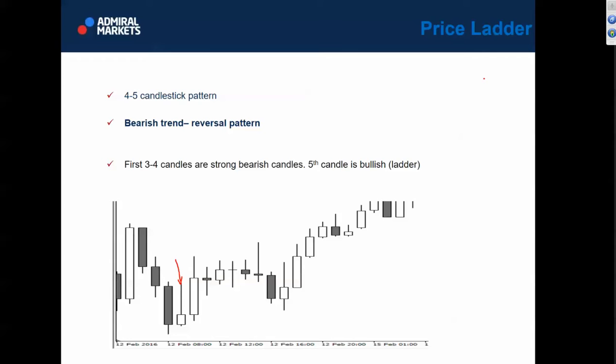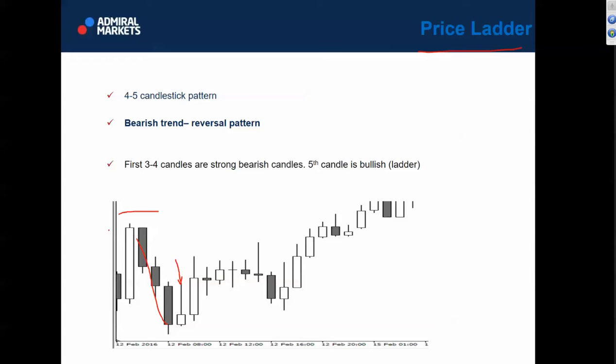I know that occasionally traders think that if this is so bearish, this is a shooting star. Guys, shooting star is one candlestick pattern, and this is a part. So shooting star is actually a part of price ladder. It is a price ladder in this configuration. So don't assume that shooting star or pin bar is always bearish or bullish. You need to watch the context.